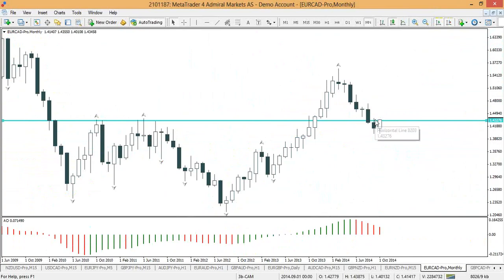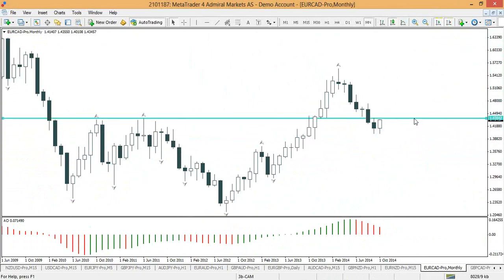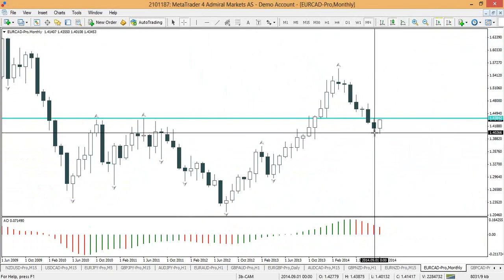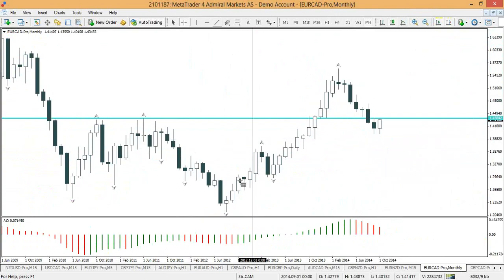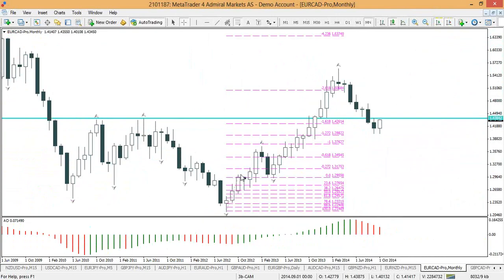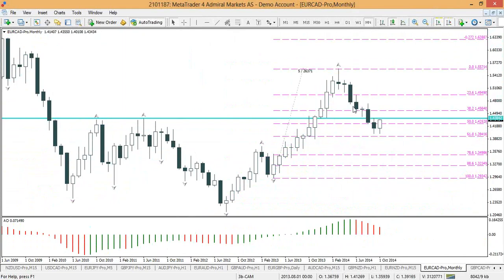We still have a monthly high, last month's high ahead of us, which is something to be cautious of. Let's see, what is that? 143.87. Looks like we got a bounce at the 61.8. Alrighty.